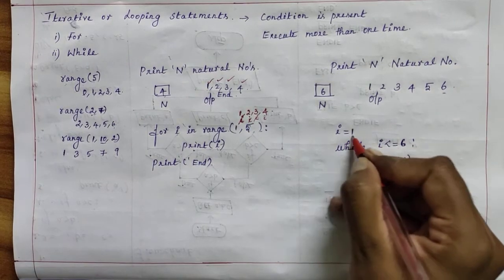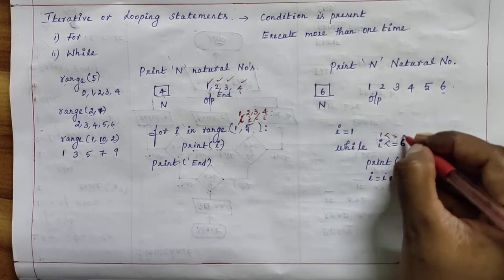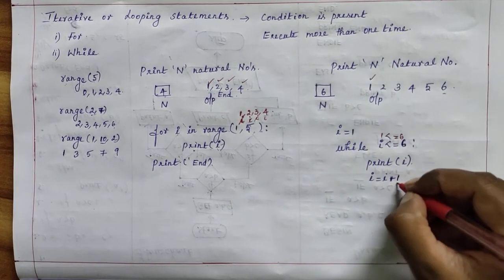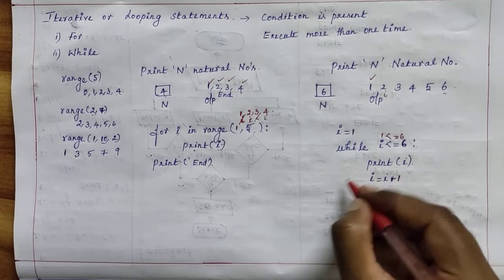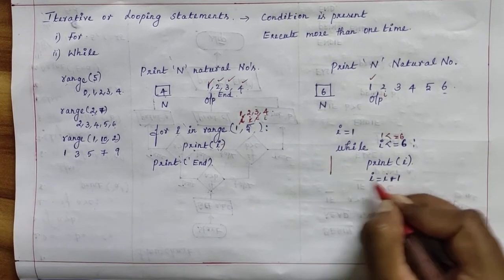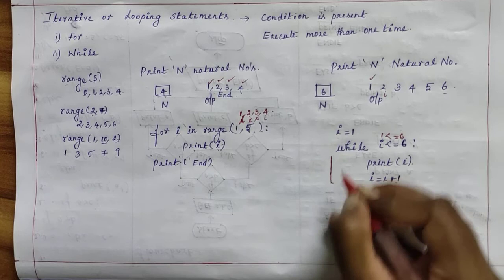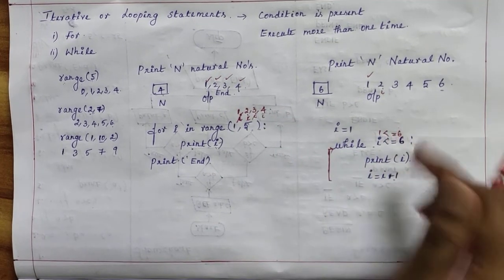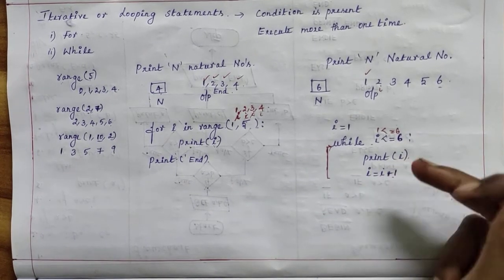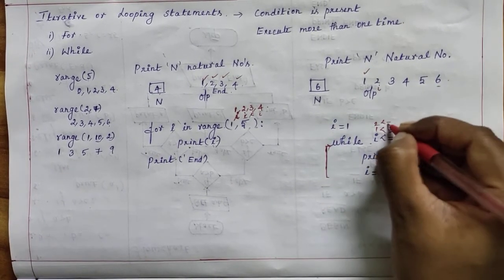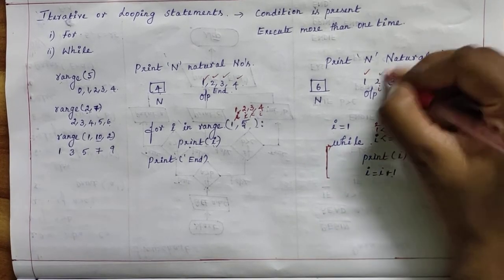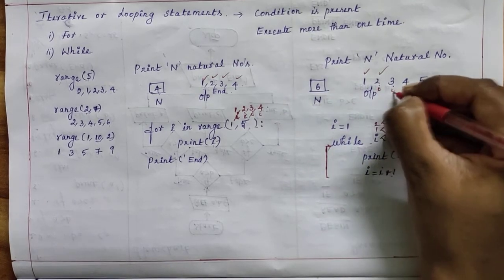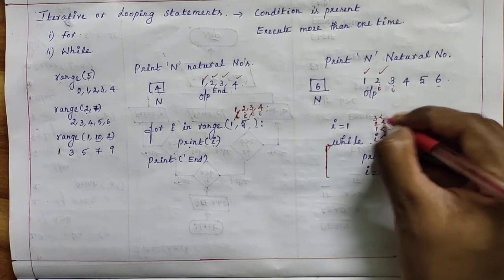So let's trace this. Initially I is equal to 1, which is less than or equal to 6. Yes, the condition is correct, so 1 will be printed and I will be incremented to 2. After executing these statements, the loop is executed again and the condition is checked again. That is, the condition is executed more than one time. So 2 is less than or equal to 6. Yes, the condition is correct, therefore 2 will be printed and I will be incremented. So the value of I is 3, and then 3 is less than or equal to 6.